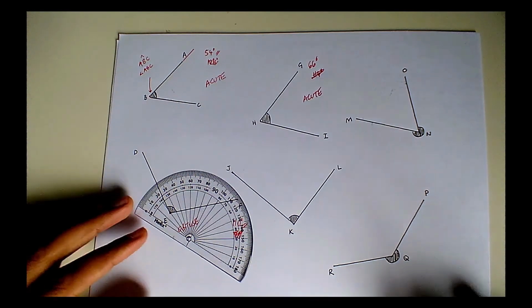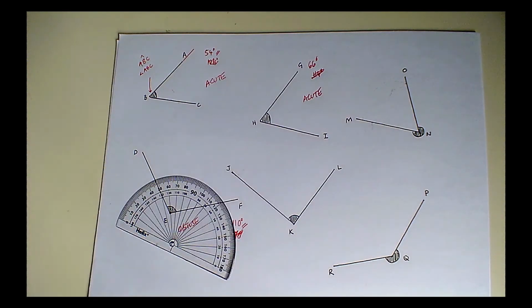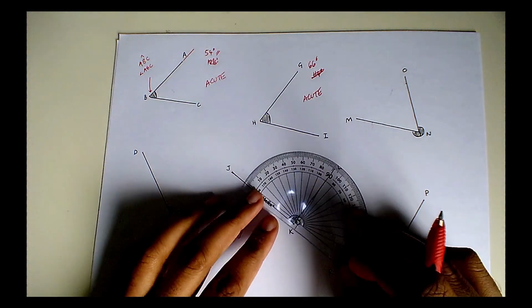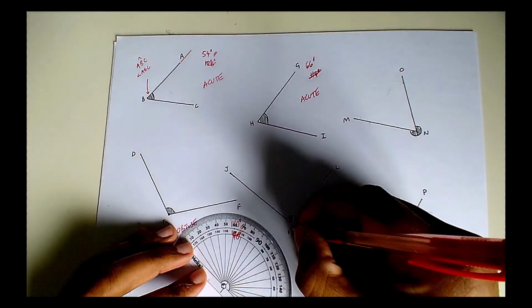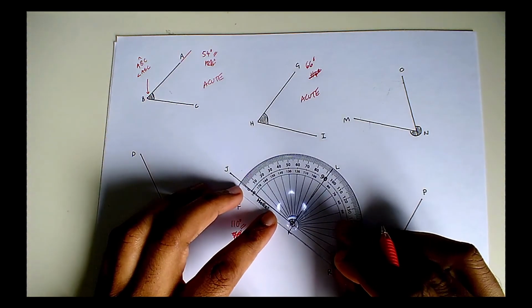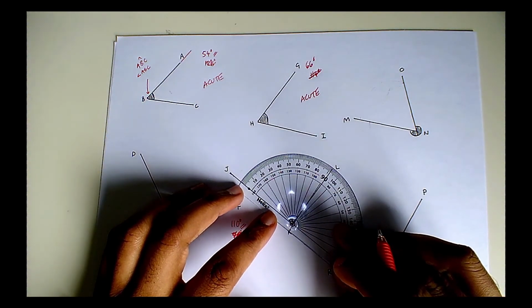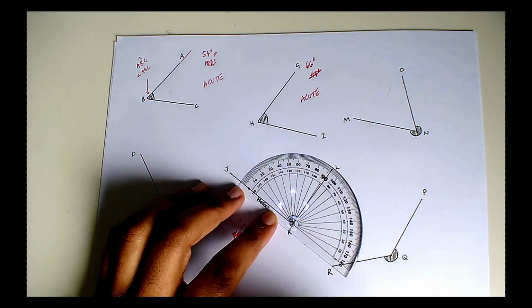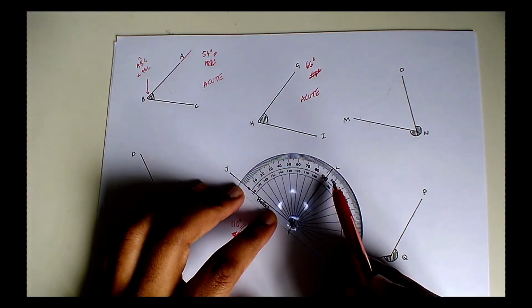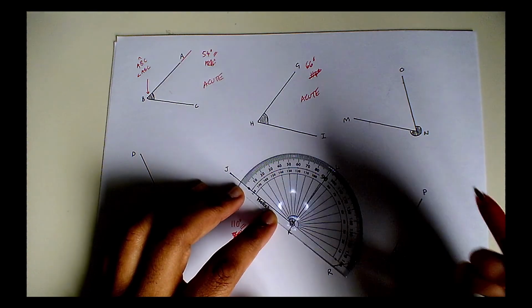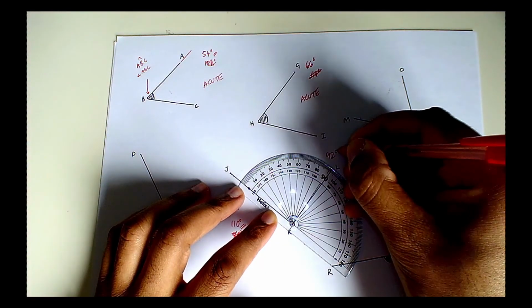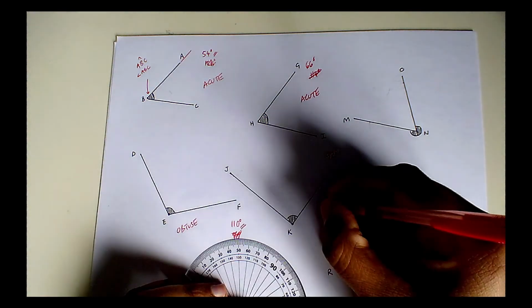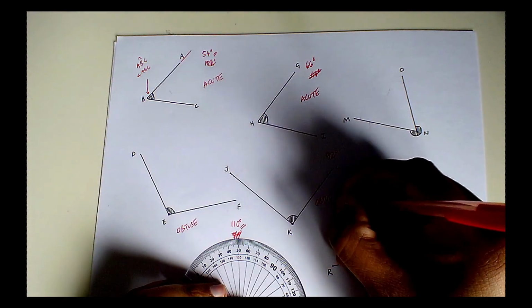And moving on to angle JKL. Again, I'm going to put the center of my protractor on the corner of my angle and match up 0 on the base, on the line I'm going to draw. Now again, my 0 is on the outside numbers, so I'm going to use my outside numbers to measure this angle, and that's 92 degrees, which seems about right because this is just an obtuse angle.